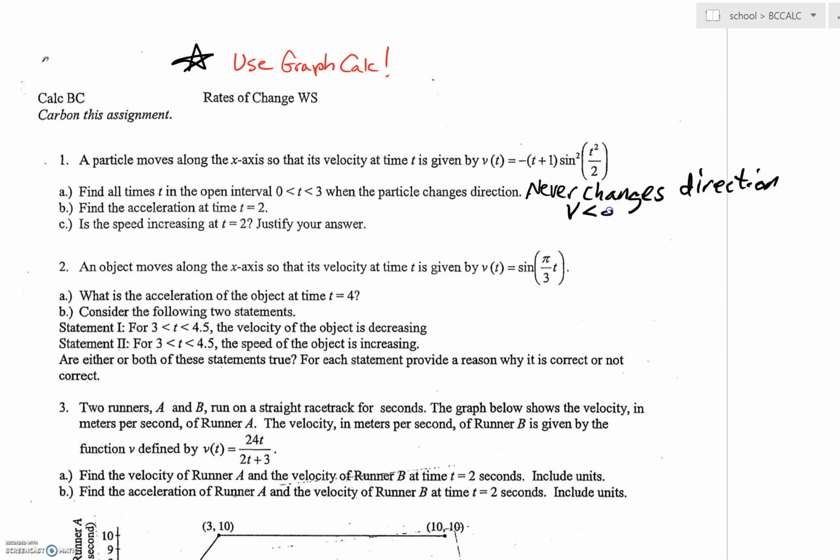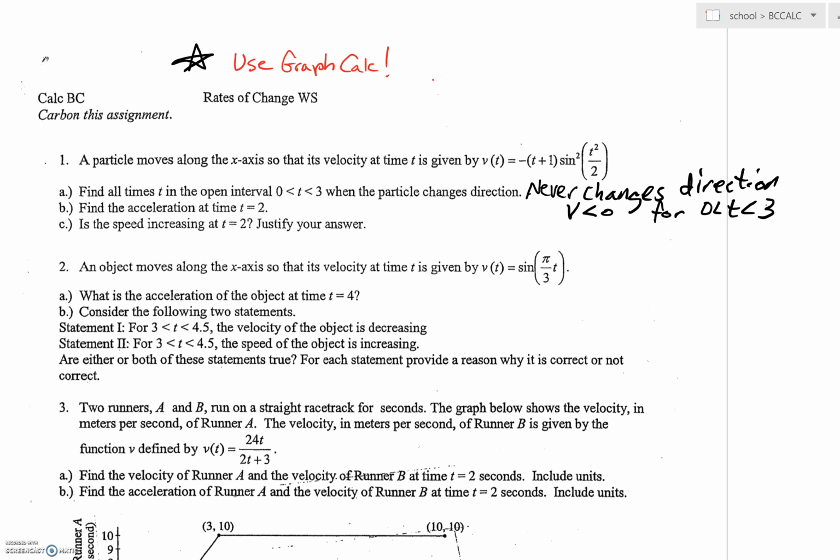V is less than 0 for t between these values. So that's something really, really helpful. It can speed things up so much for you. Let's take a look at part B.